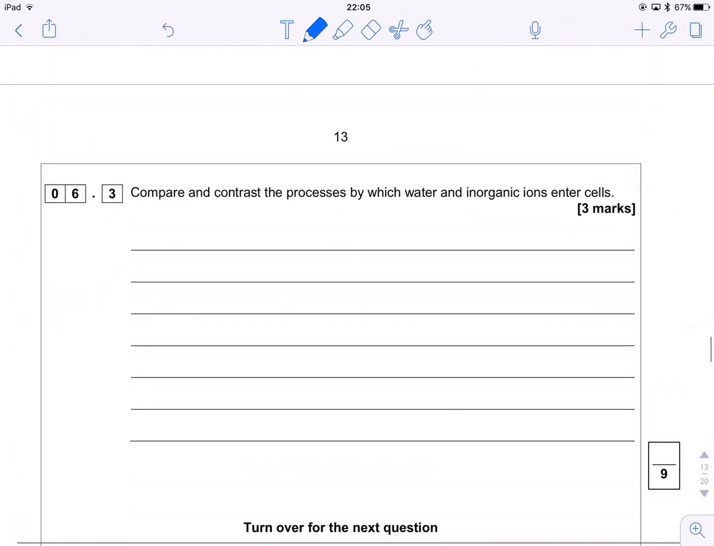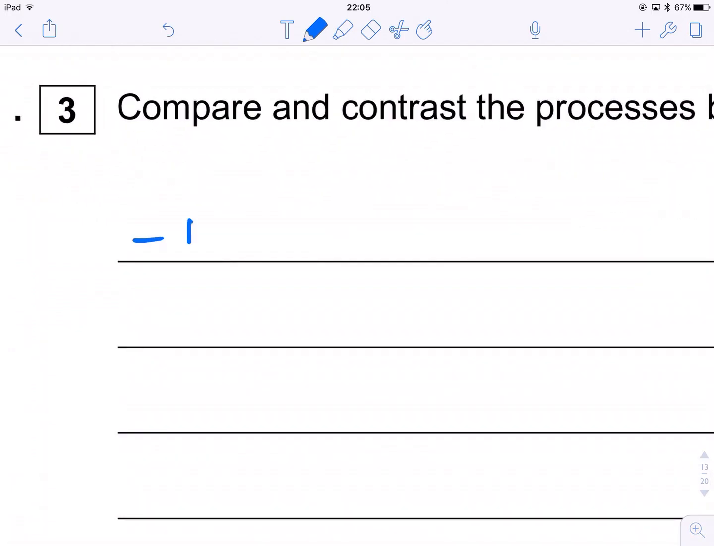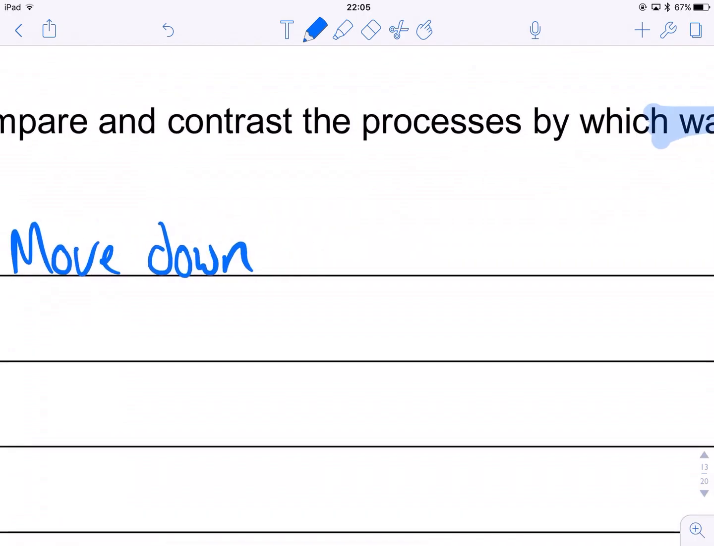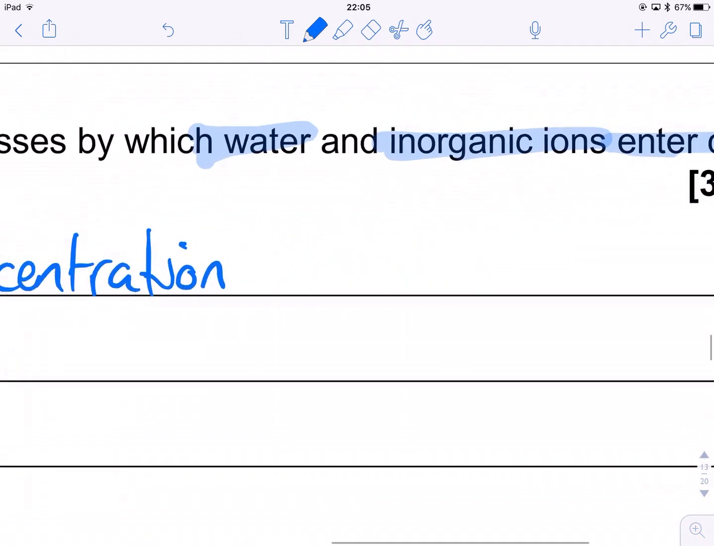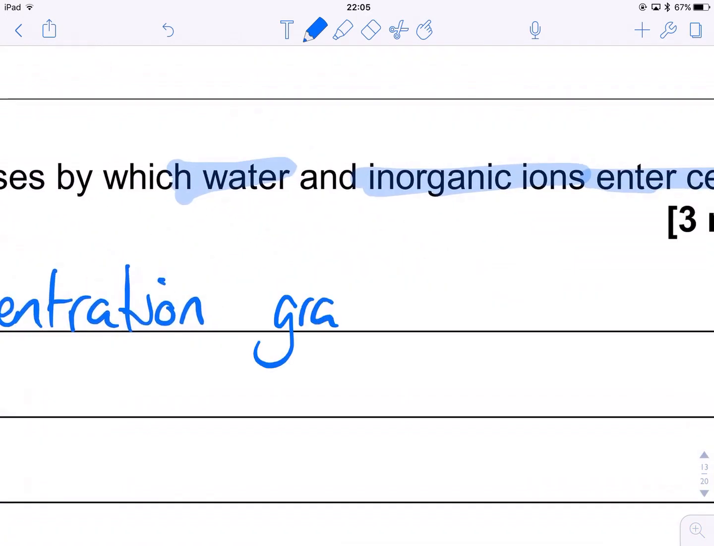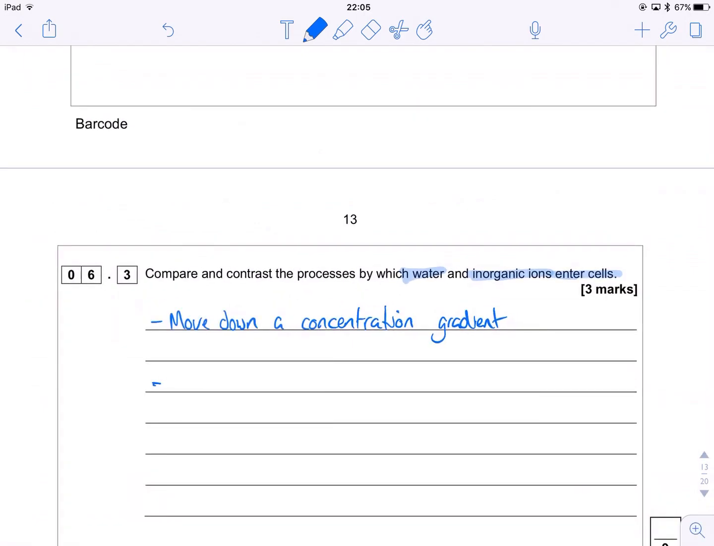Ooh, compare and contrast the processes by which water and inorganic ions enter cells. Alright, okay. So they both move from where there's lots of it to where there's not so much of it. So they both move down a concentration gradient. Sorry, my emails are blinging. And they both also require channel proteins to be able to do this.